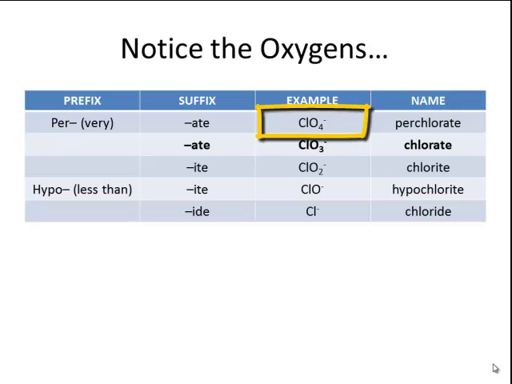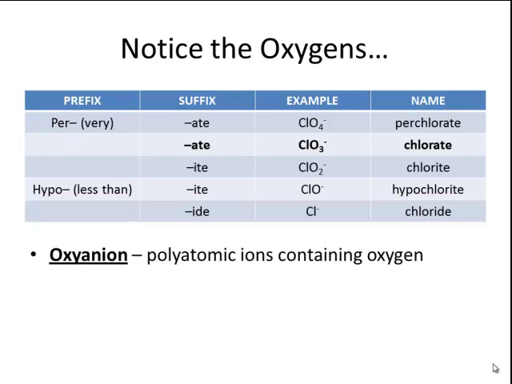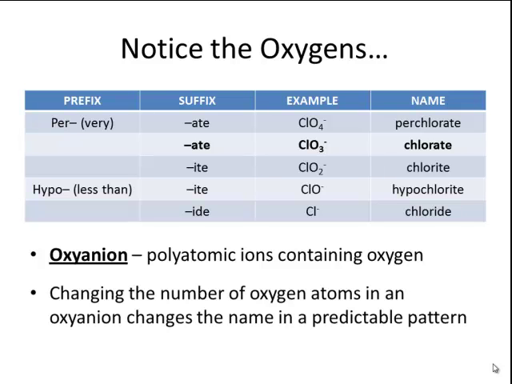If I add 1 oxygen to the chlorate, making the formula of the ion ClO4 with a -1 charge, I'm going to add the prefix per to the ion name chlorate. So ClO4 with a -1 charge is called perchlorate. The prefix per comes from the Greek word very, so perchlorate has more oxygens than the regular form of the chlorate ion. All of these polyatomic ions are examples of oxyanions, which are polyatomic ions that contain oxygen. And when you change the number of oxygen atoms in that oxyanion, the name changes in a very predictable pattern.